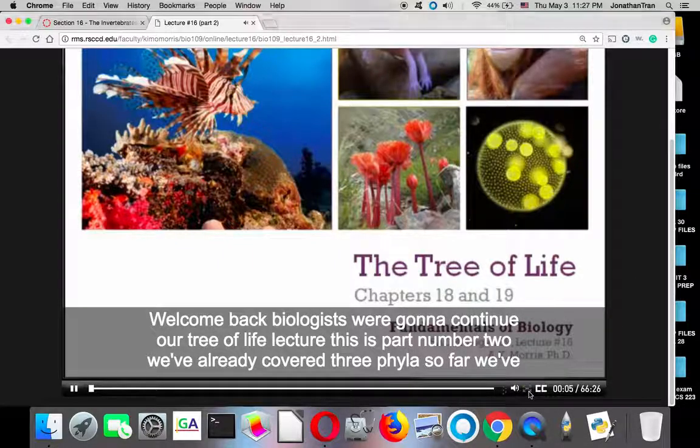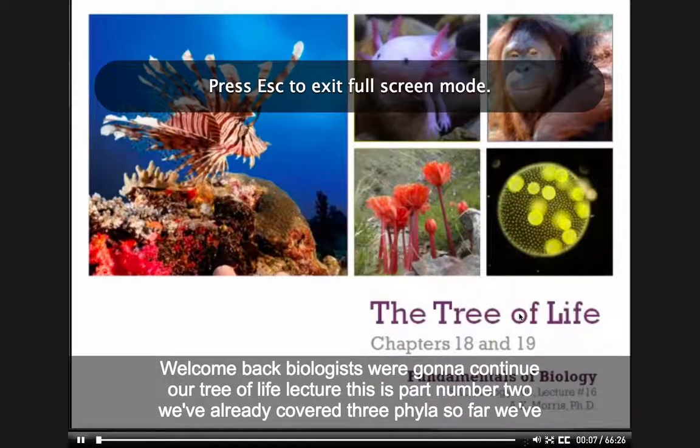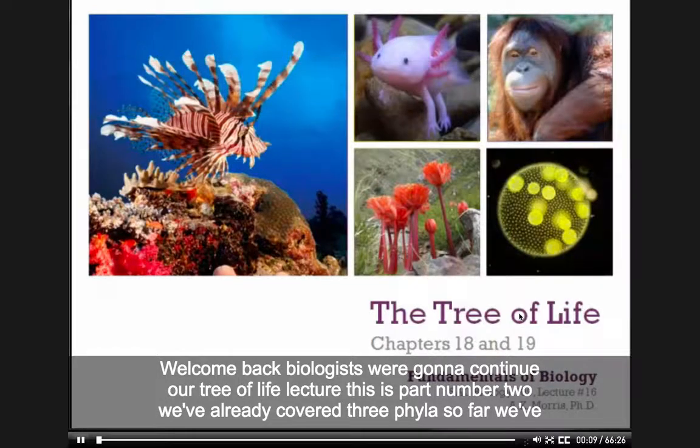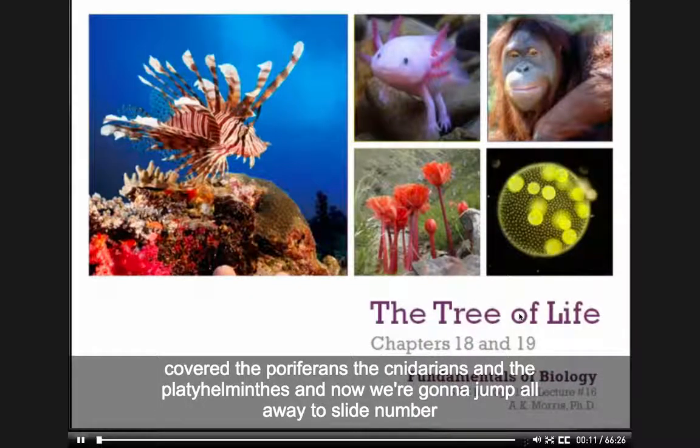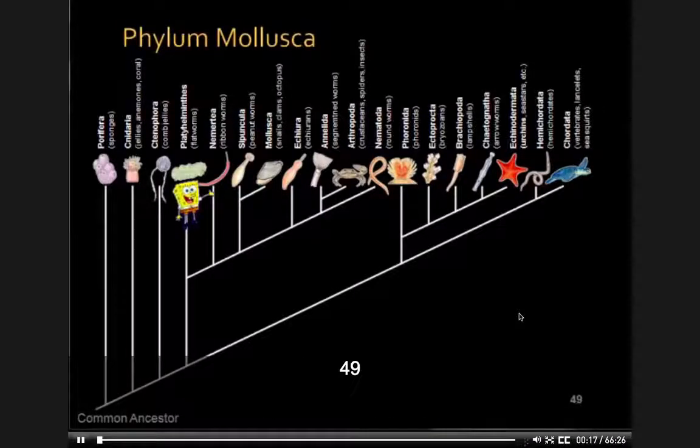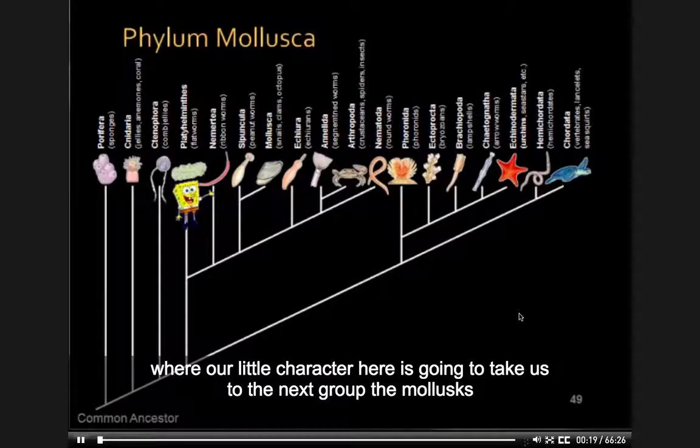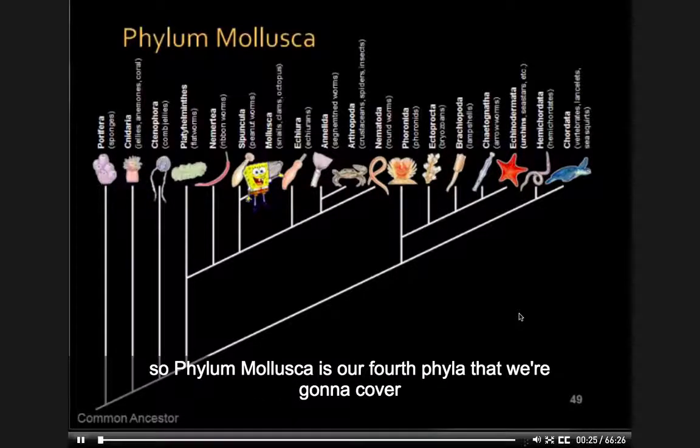This is part number 2. We've already covered 3 phyla so far: the Porphyrians, the Cnidarians, and the Platyhelminthes. And now we're going to jump all the way to slide number 49, where our little character here is going to take us to the next group, the mollusks. So phylum Mollusca is our 4th phylum that we're going to cover.